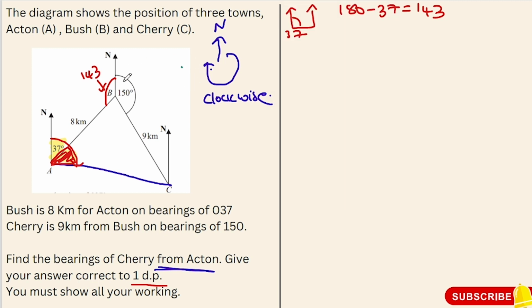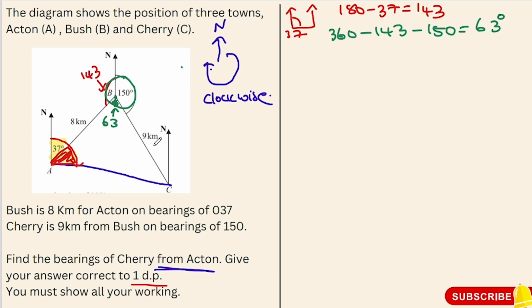The next fun fact I know is that angles on a point add up to 360. So I can work out this angle over here. What I'm going to do is 360 subtract 143 subtract 150. If I work that out, I should get the angle of 63. So I know that this inside angle is 63 degrees. Now that I know that angle, what else can I work out?